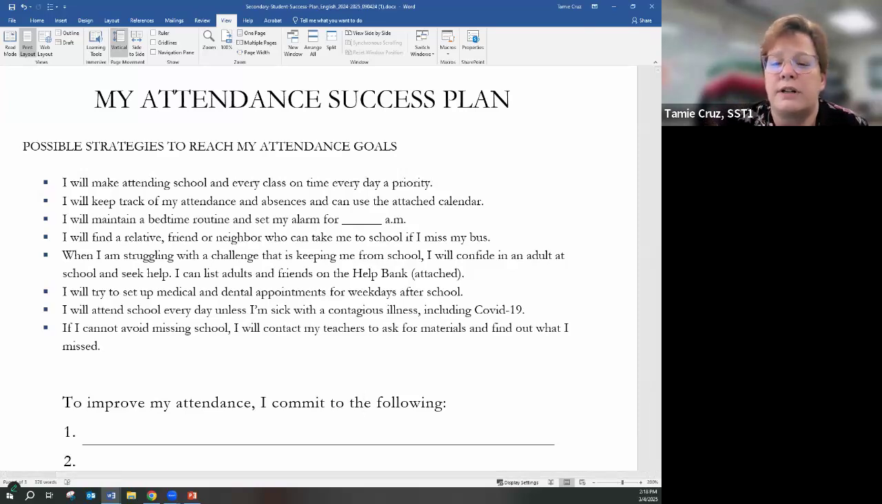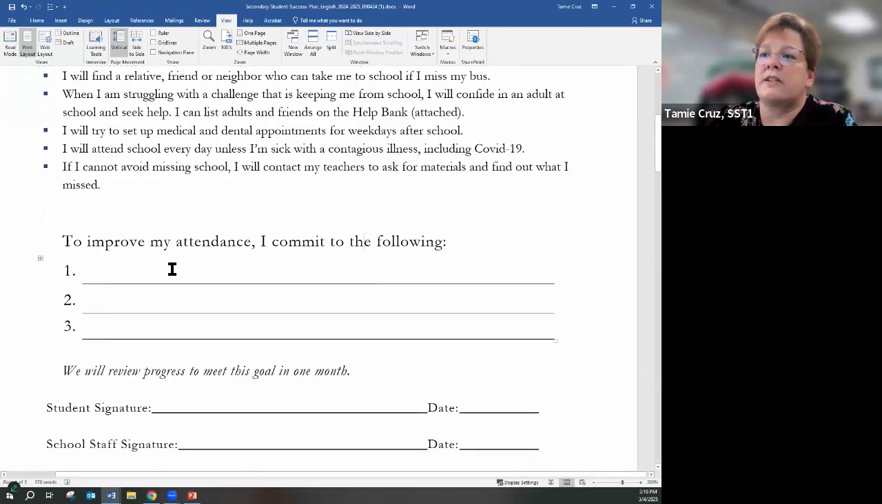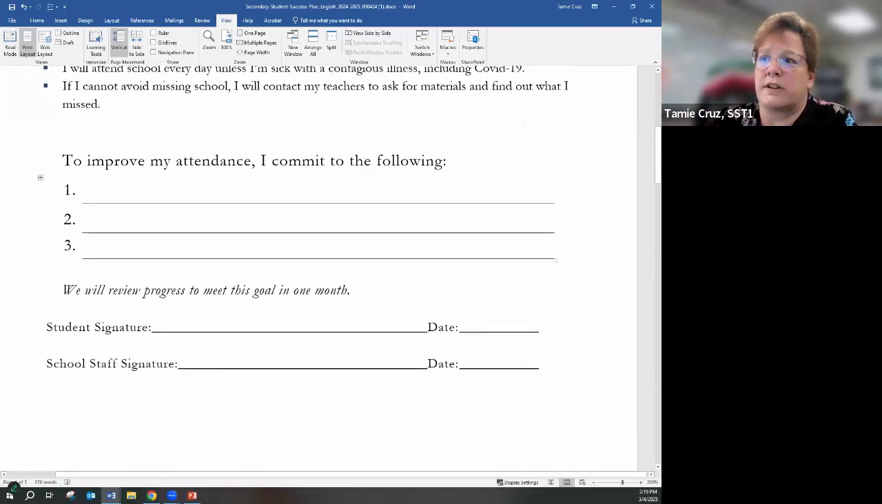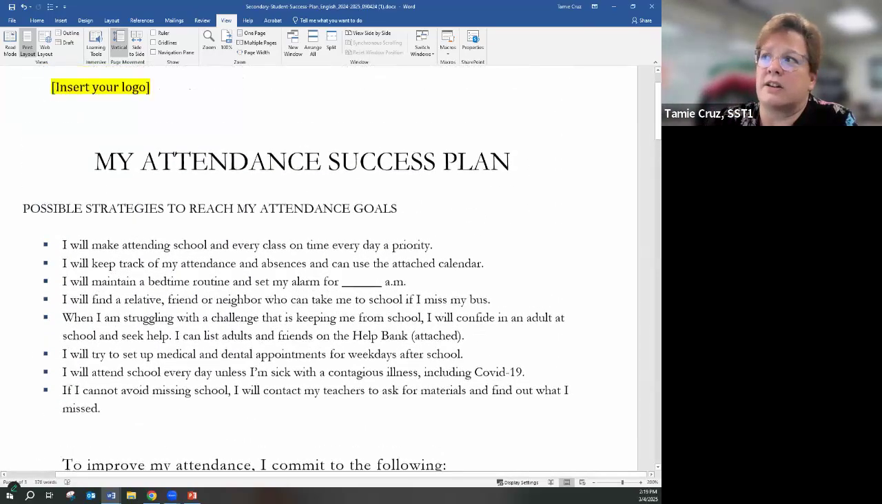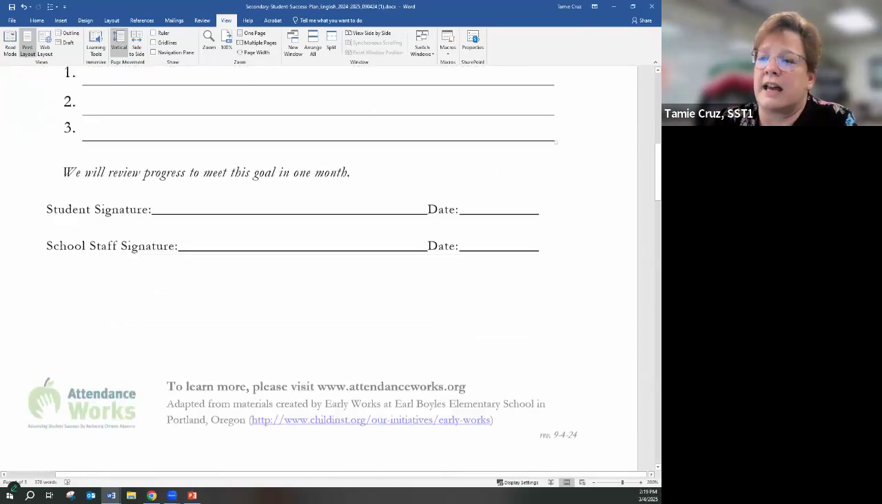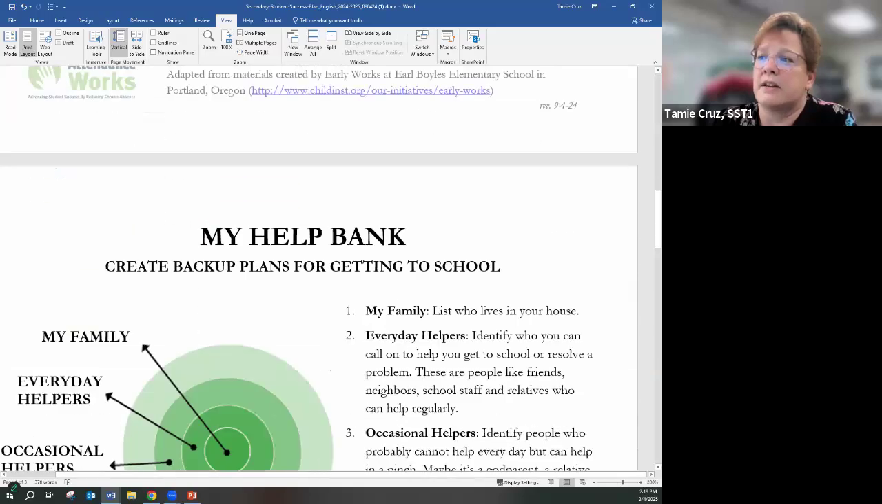All right, and if you were not in our attendance tier 3, it's on the Padlet. Washington Local let us use a copy of their attendance plan. So I have it on the Padlet as an example if you need one. Okay, so this allows the student to set goals in order to improve their attendance, and then for them to sign it. So again, this is secondary. You can edit this. You can add in a parent signature spot.